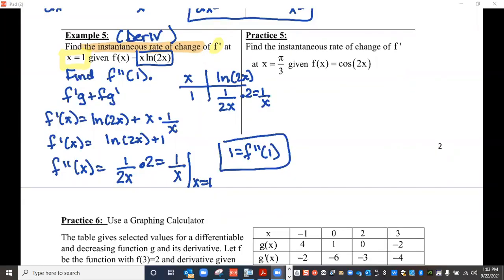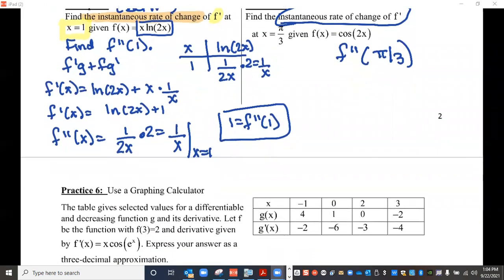Okay. Read practice 5. We're not going to do that because I'm going to do a couple calculator things with you. Which derivative in practice 5 would we be finding? Second, because it's the instantaneous rate of change of f prime. So we would be finding the second derivative and evaluating it at pi over 3. All right. So any questions on, again, when you find the instantaneous rate of change?